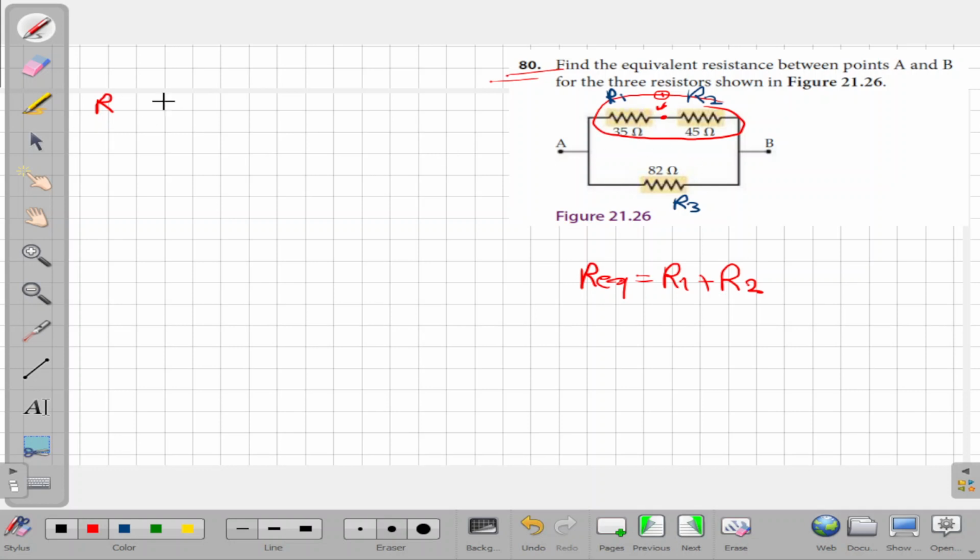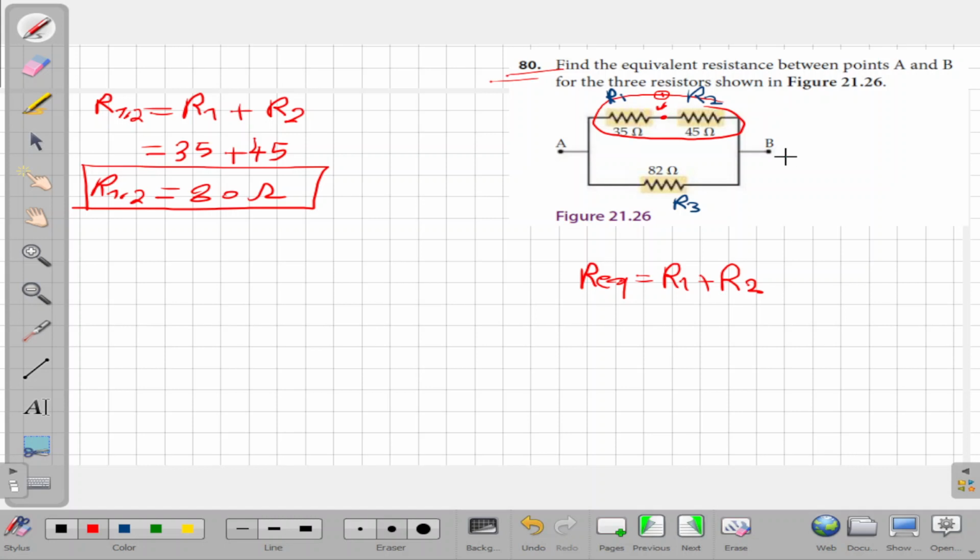Let's denote the equivalent resistance of this group of resistors by R12. So the equivalent resistance of the two resistors R1 and R2 is equal to R1 plus R2, since they are in series. Substitute the values: R1 is 35 ohm and R2 is 45 ohm. So we will get that R12, the equivalent resistance of R1 and R2, is equal to 80 ohm.